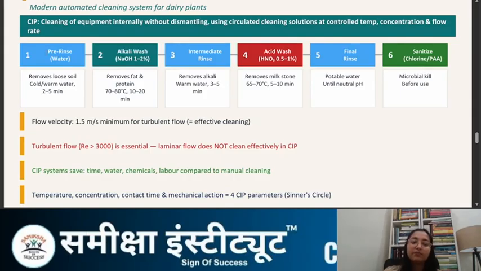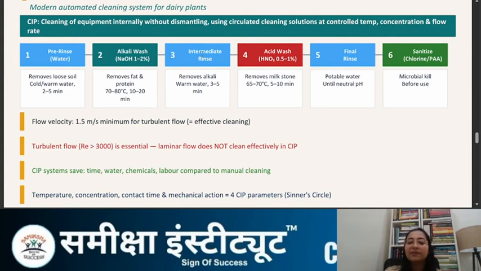First of all, there will be pre-rinsing with water. It removes all the loose soil. Cold water is used for 2 to 5 minutes. Then we'll start with the alkali wash. Sodium hydroxide 1 to 2% at 70 to 80 degrees Celsius for 10 to 20 minutes. It will remove the fat and the protein.